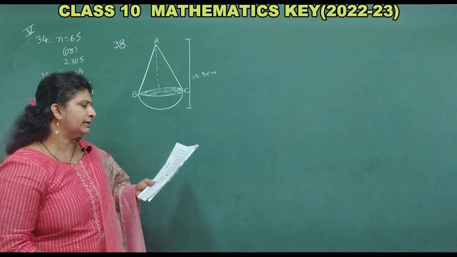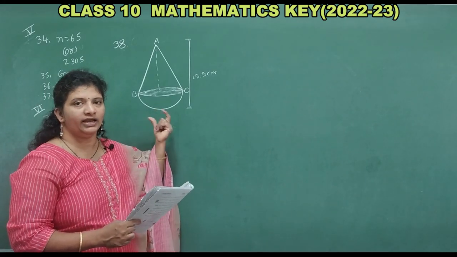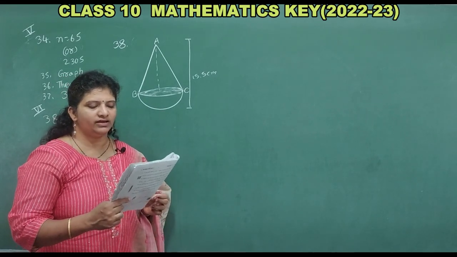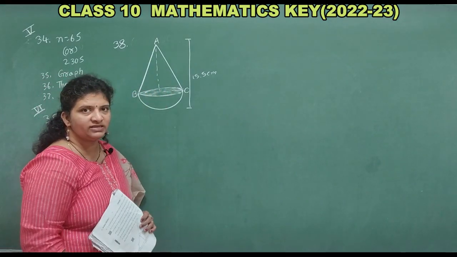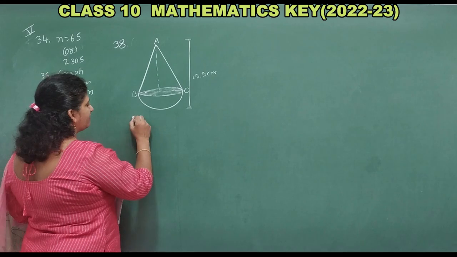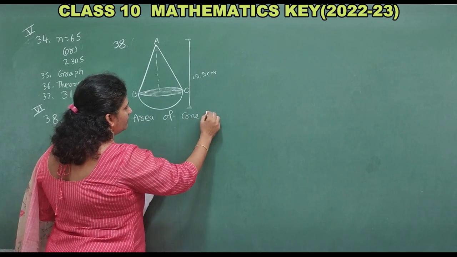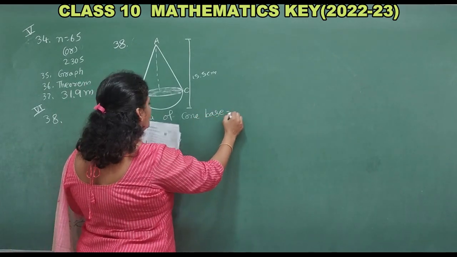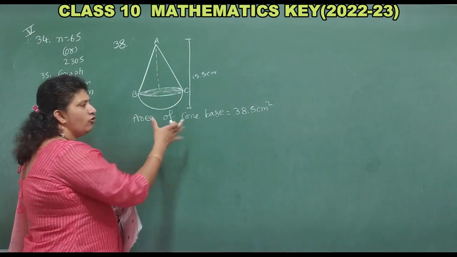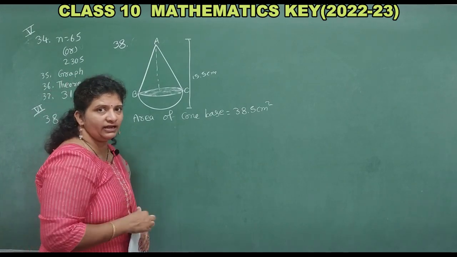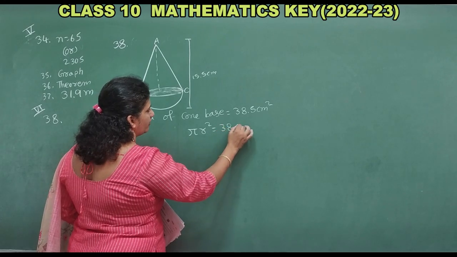So what is given here? Observe carefully. It is a wooden solid toy. It is made up of a cone and a hemisphere. And given for us is the area of base of a cone. Which shape is the cone base? Circular base. So what is given? Area of cone base is equal to how much? 38.5 centimeter square. Area of a cone base is circular shape. What is area of a circle? Pi r square. Pi r square is equal to 38.5.